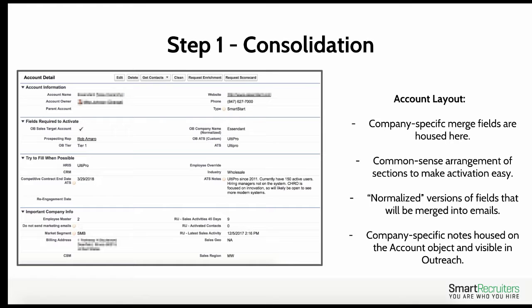Within this layout, you're going to see a bunch of company-specific merge fields. And when I say merge fields, I mean they are pieces of information that are mapped to fields inside of our email automation tool. In our case, it's outreach.io, but there are others out there that have similar functionality. So we're actually pushing data from this screen into our email automation tool.